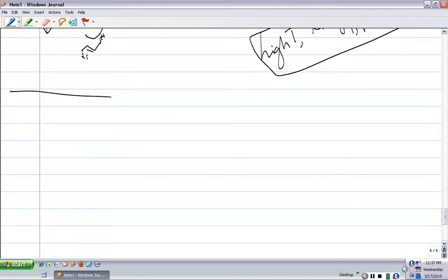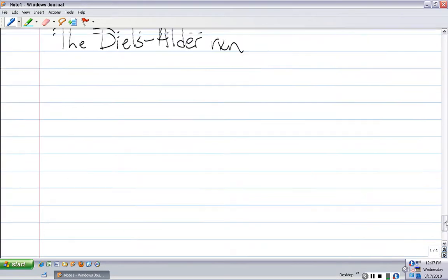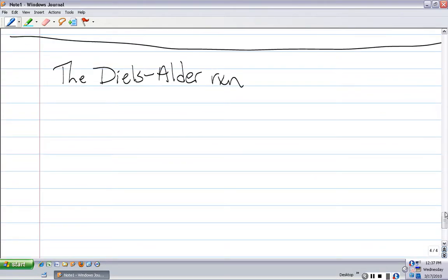Okay, so that would be the polar addition to dienes. The other reaction of dienes that we're interested in is a reaction called the Diels-Alder reaction. And the Diels-Alder reaction turns out to be one of the most important reactions in organic chemistry.